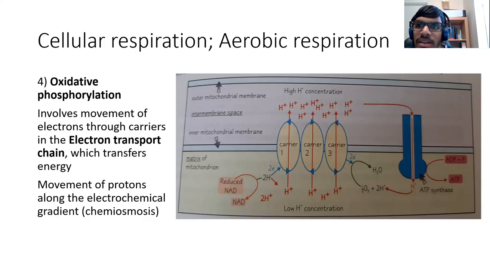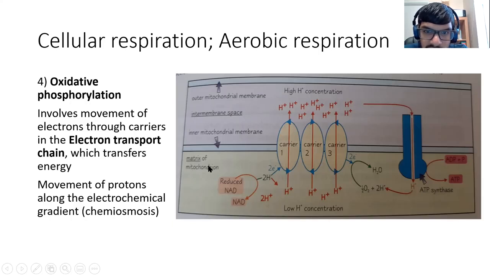The energy that we use for this transport of protons comes from the movement of electrons, because that transfers energy. And this movement of protons creates an electrochemical gradient, which is a gradient formed by charged particles such as ions. This is known as chemiosmosis. That's the key word here. This is a simple diagram. We'll go into more detail in the next slide, but this simple one summarizes it pretty well.